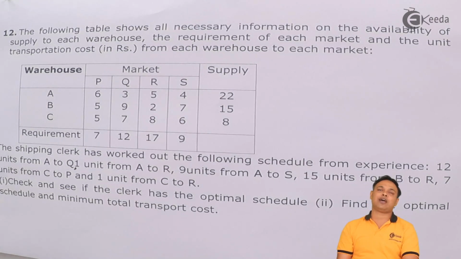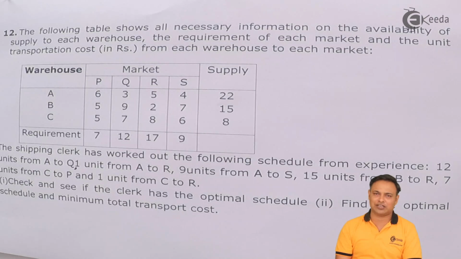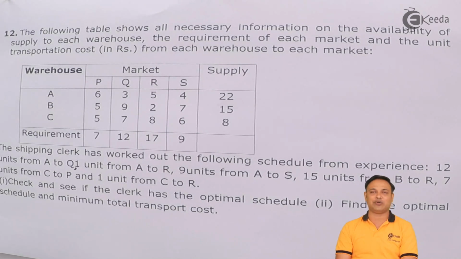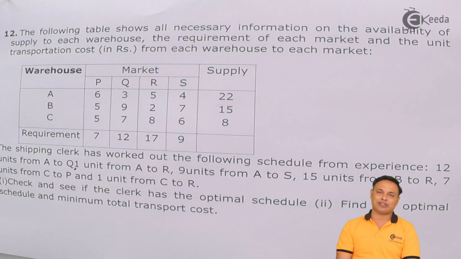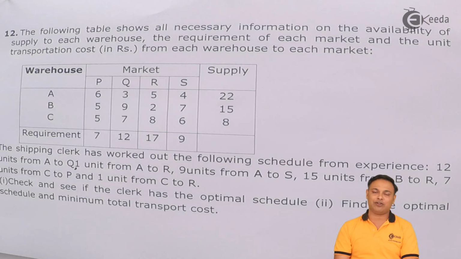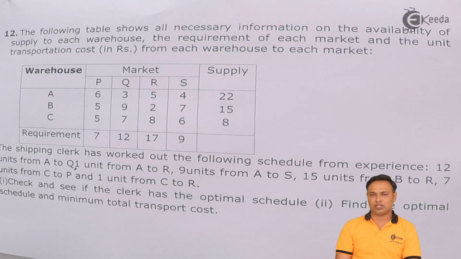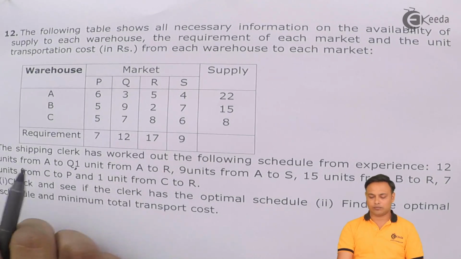So in this problem we are already given the initial solution, or the initial transportation schedule, which has been obtained by the shipping clerk, and we are asked whether that solution is optimal or not. So here we don't need to do the VAM method. We can easily jump to the Modi method and try to check the optimality of the solution. Let's start the problem.